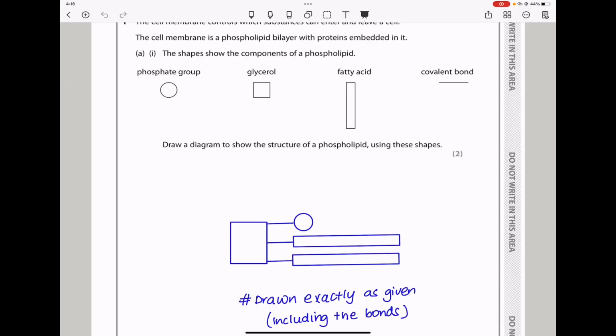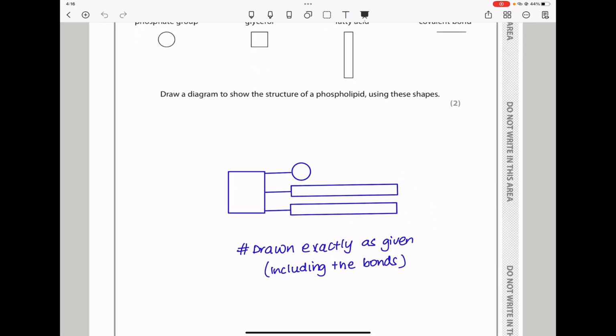We know that a phospholipid contains two fatty acid tails. It contains one glycerol, as well as one phosphate group. I drew the covalent bond slanting in a similar way that the question gave us. So my structure was as you can see here.